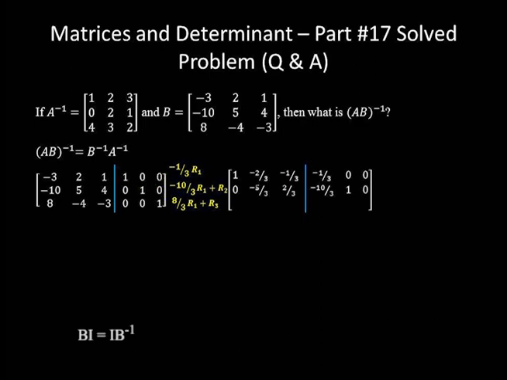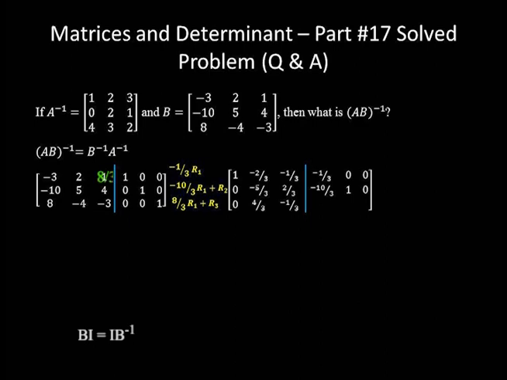Applying 8 over 3 times row 1 plus row 3 gives us 8 over 3 times negative 3 equal to negative 8. Negative 8 plus 8 equal to 0. 8 over 3 times 2 gives us 16 over 3. 16 over 3 plus negative 4 gives us 4 over 3. 8 over 3 times 1 gives us 8 over 3. 8 over 3 plus negative 3 gives us negative 1 over 3.